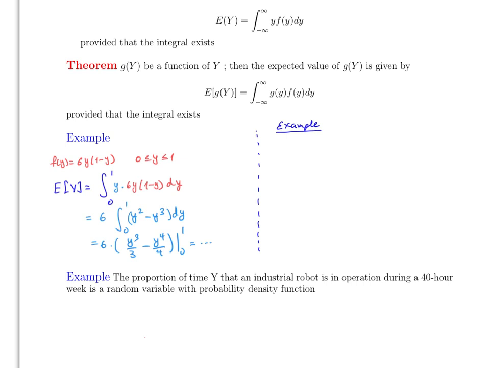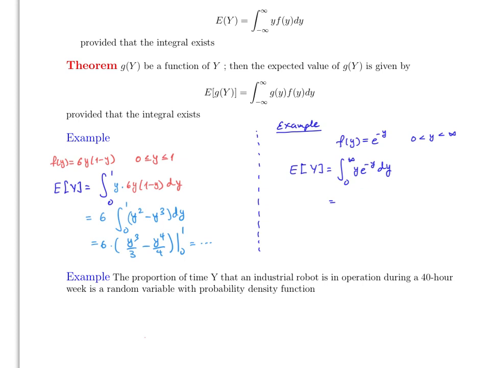We also did this example before. Remember, f of y equals e to the minus y. If you go from 0 to infinity, this is also considered a density function. So what will be the expected value of this one? So by definition, this will be the integral from 0 to infinity of y e to the minus y. And for this one, you have to do an integration by parts.